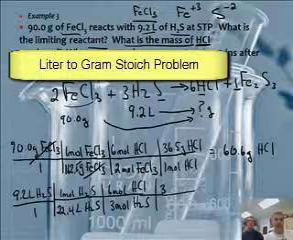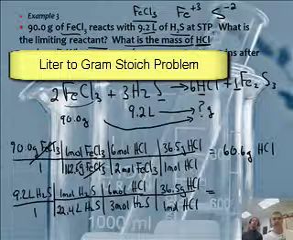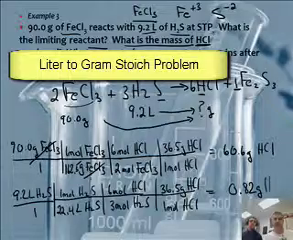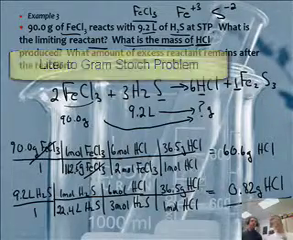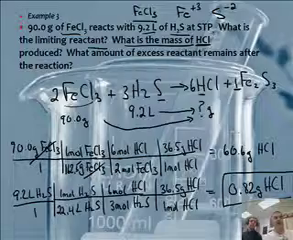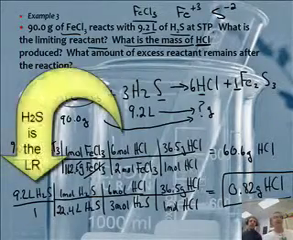We could use the last one the same again: 36.5 grams of HCl to 1 mole of HCl. And that gives us what? A small number, 0.82 grams of HCl. So obviously, this is the limiting reactant. We're going to run out of H2S first.